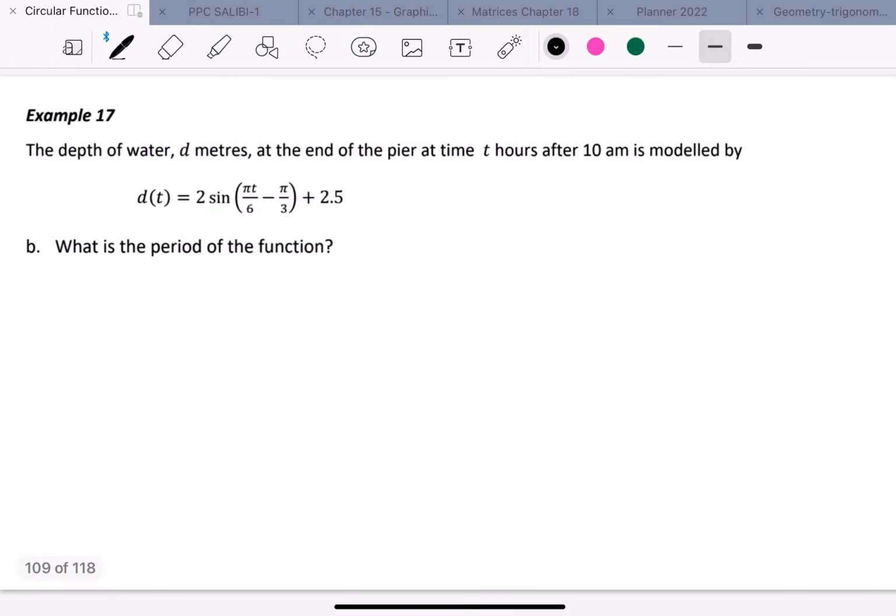Part B, what is the period of the function? Again, we can sketch it, or we can quickly see what the end value is. 2 pi divided by pi on 6. The pi's cancel, the 6 flips, 6 times 2 is going to be 12. That's my period.